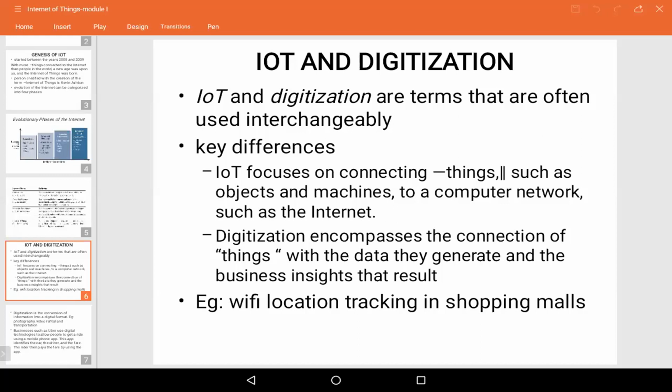I was talking about Wi-Fi location tracking in the shopping mall. I already told you there are a lot of benefits for the shopping mall. Why are they giving free Wi-Fi? As soon as you enter, they give you the Wi-Fi free. So the people who give the Wi-Fi will track all the clients. Where are they actually moving? Are they moving more to the first floor, second floor, third floor, or fourth floor?